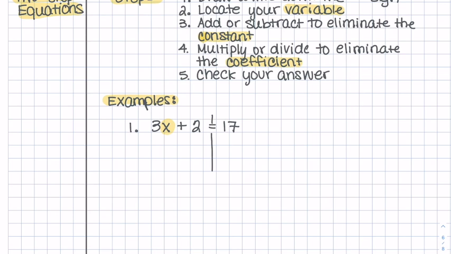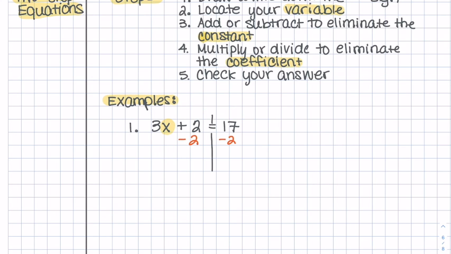So I know the constant is this number. And to get rid of it, I have to add or subtract. I'm already adding the constant, so I probably have to do the opposite, which is to subtract. So I can get rid of the constant so my variable can be alone. Anything I do on one side, I keep telling y'all, I have to do on the other side.